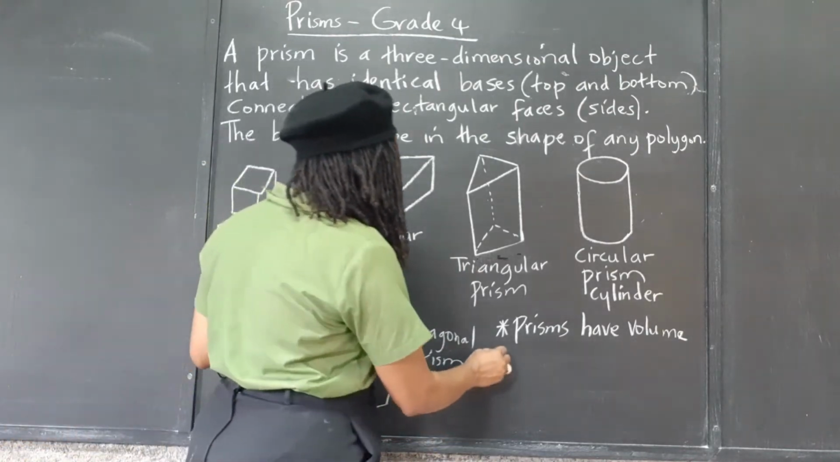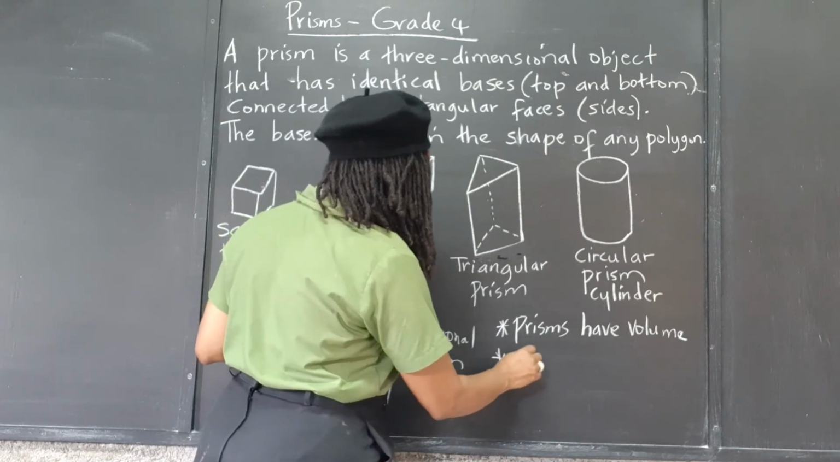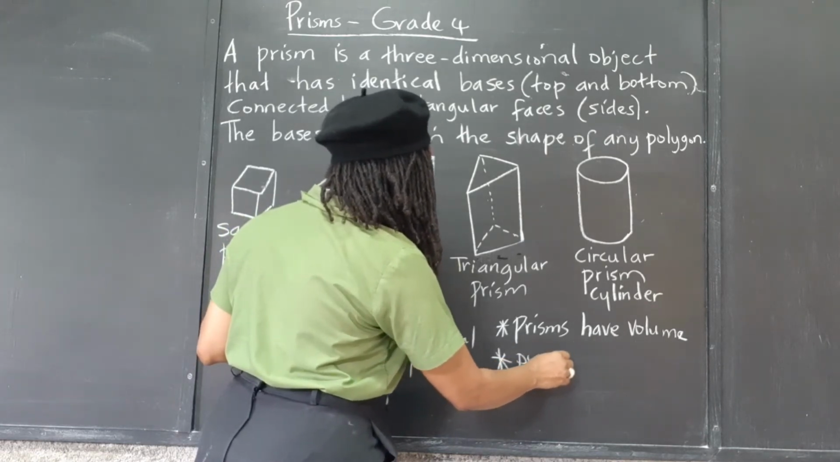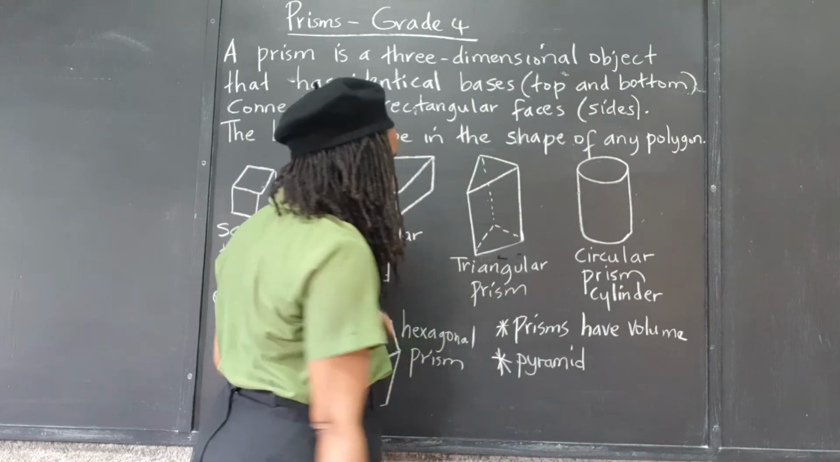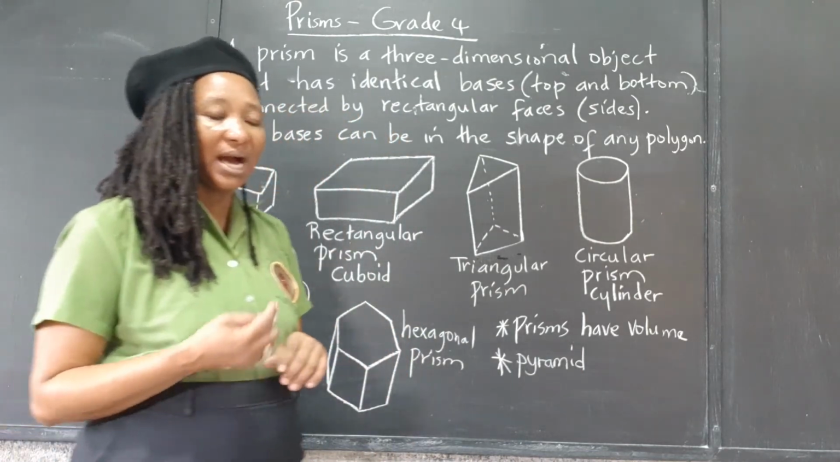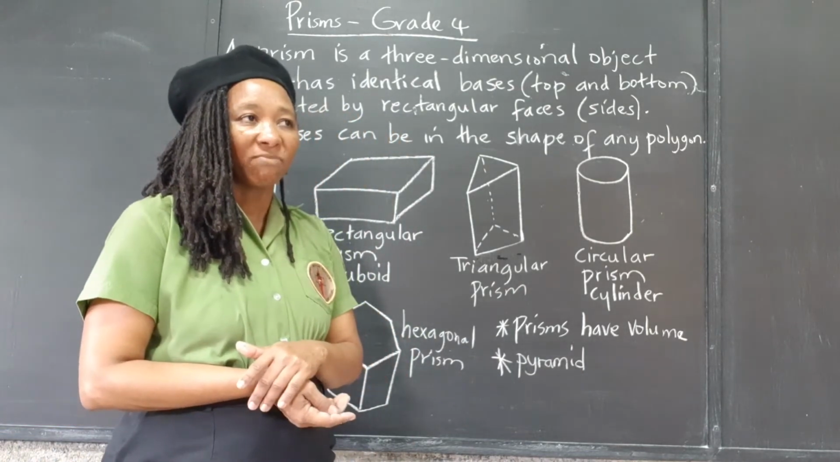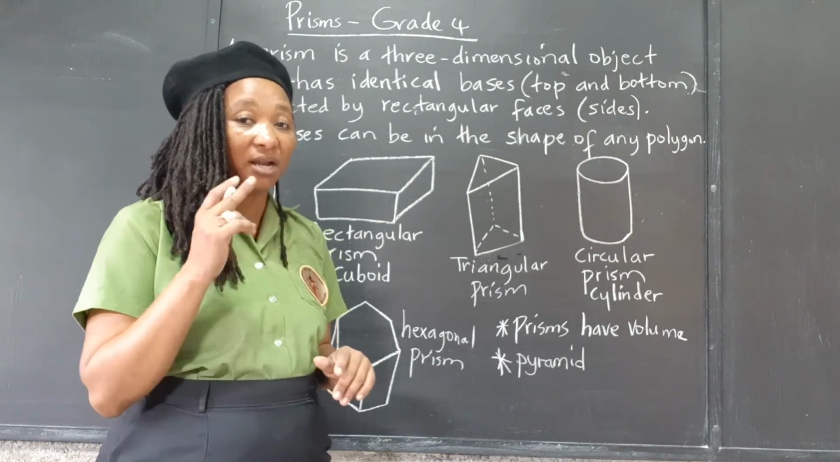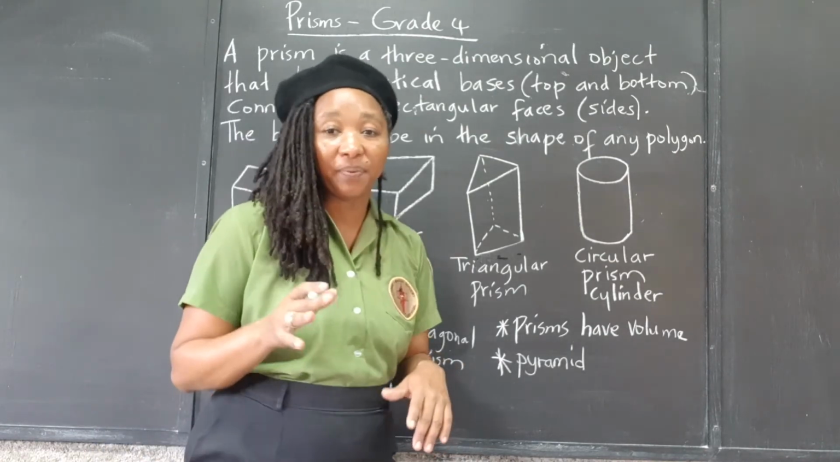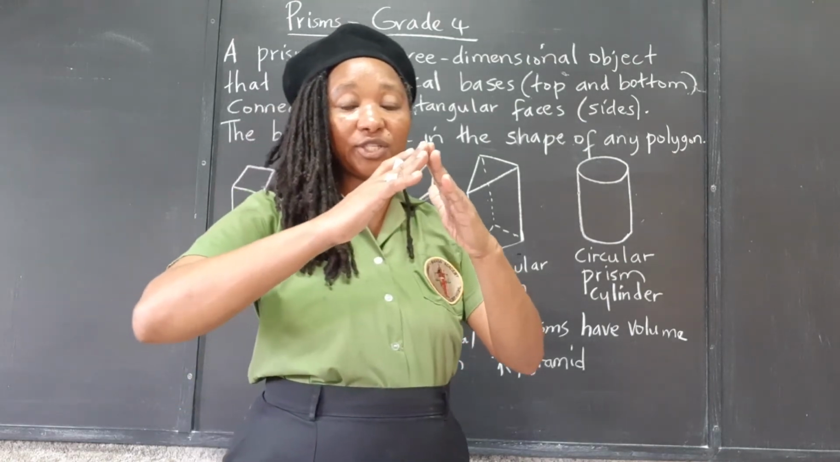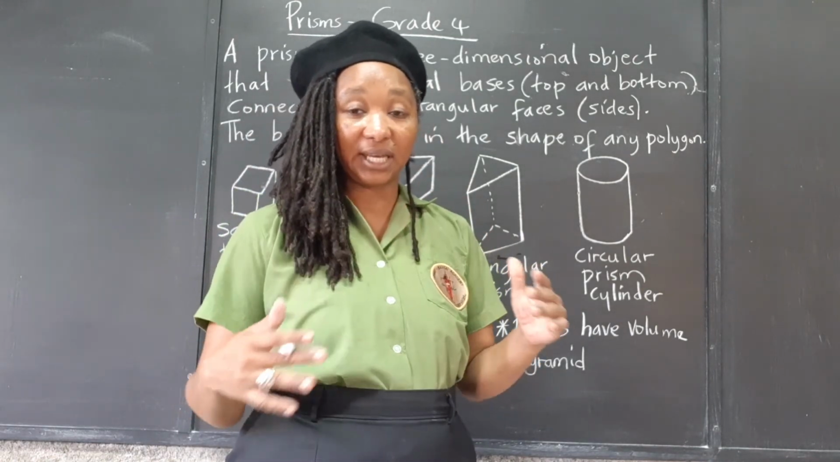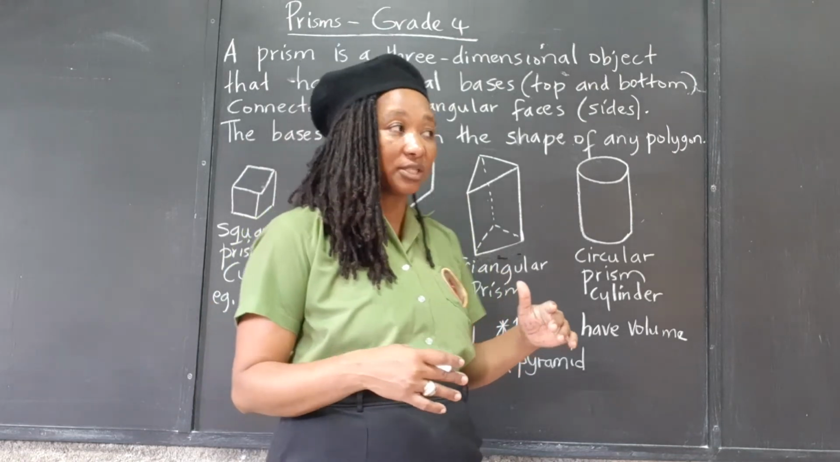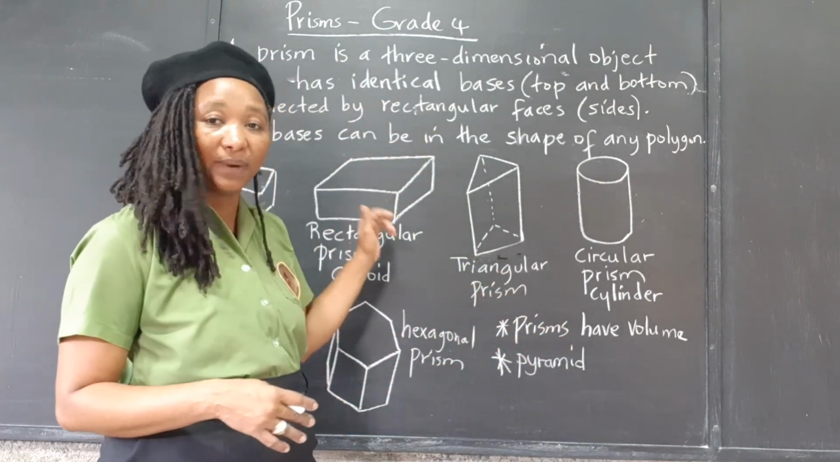Now, what about the pyramid? Is the pyramid a prism? What is a pyramid? The pyramid actually is not a prism because the base and the top are not the same. The top of the pyramid actually converges to an apex, a vertex. So it doesn't have the same shape at the top as the bottom.